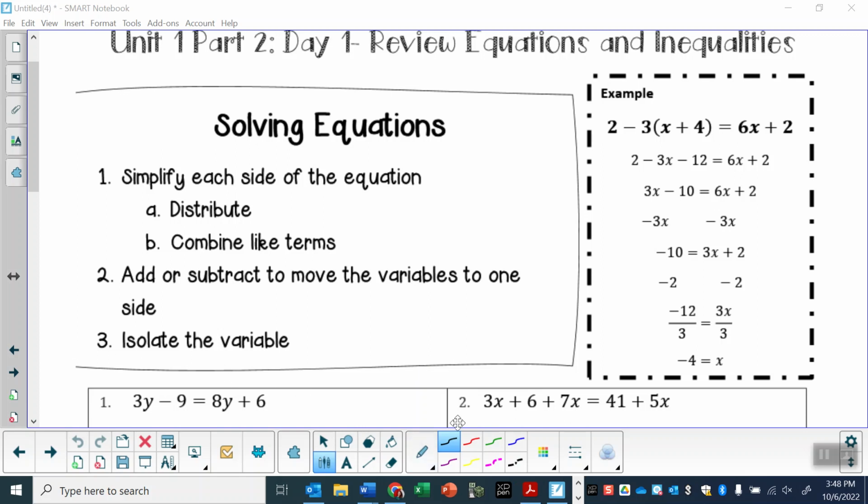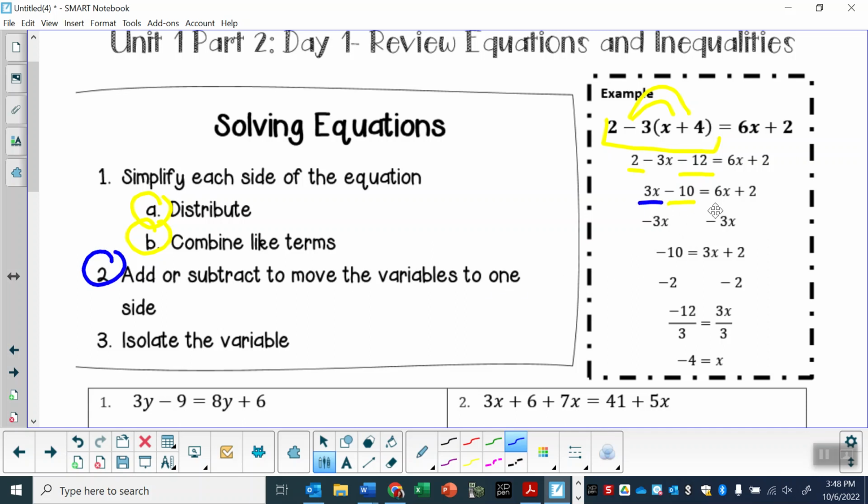This is your review on solving equations and inequalities. Anytime you're solving an equation, you want to make sure you simplify each side first. You're going to distribute first, so -3 times x, -3 times 4, and then combine your like terms. So 2 minus 12 is -10. After each side of the equation is simplified, you can add or subtract to move the variables to one side.